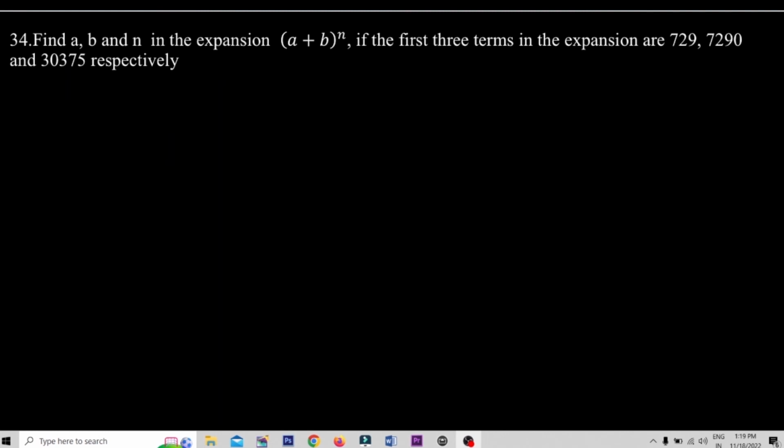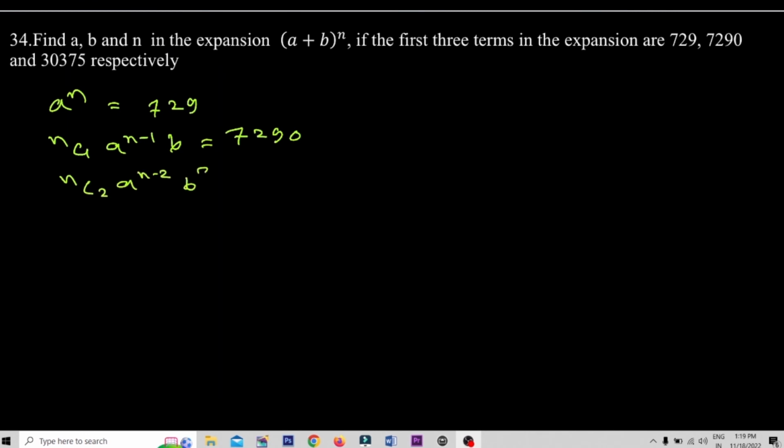So the first term, let us calculate like this: a to the power n equal to 729, and the second term nC1 a to the power n minus 1 b to the power 1 is 7290, and the third term nC2 a to the power n minus 2 b to the power 2 is 30375.